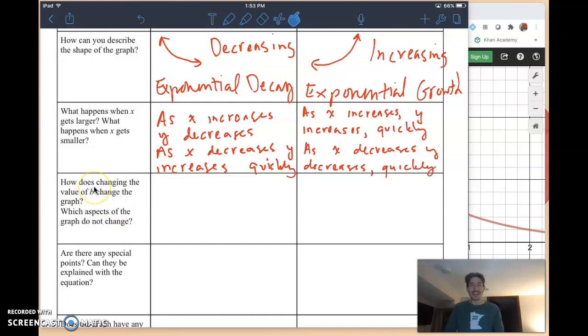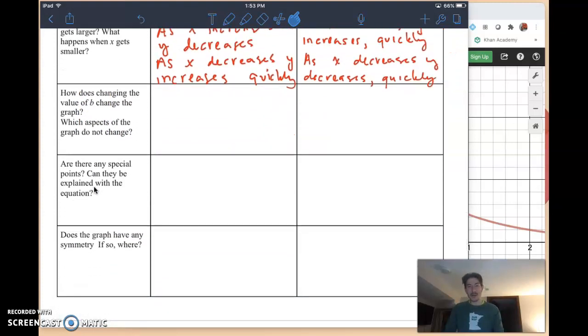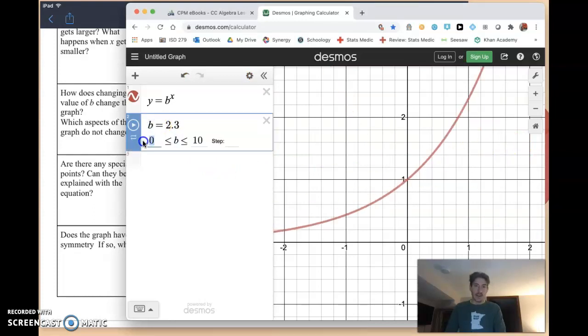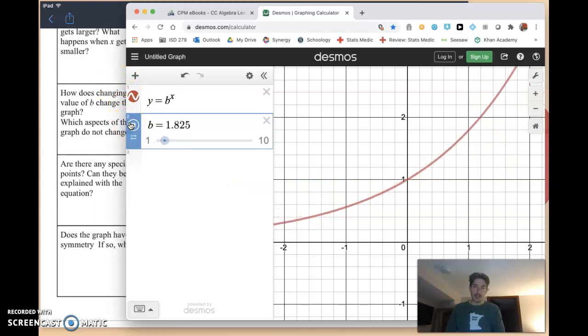The next question that we're asked, the next discussion point that we're asked to think about is, how does changing the value of b change the graph? What aspects of the graph do not change? Well, real quick, let's go back to make this specifically a growth function. So we're going to say from 1 to 10. Okay, and if we change b, notice what's happening. The graph, as b gets larger, is kind of like increasing in its steepness.